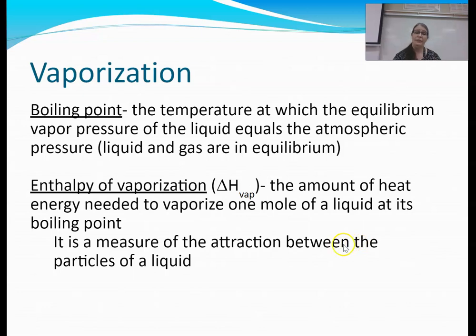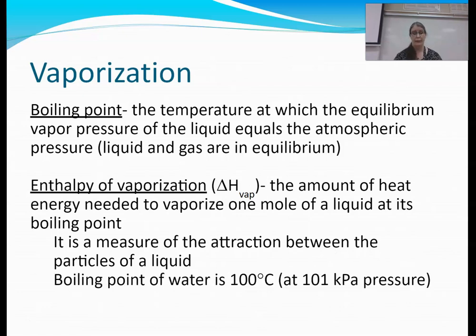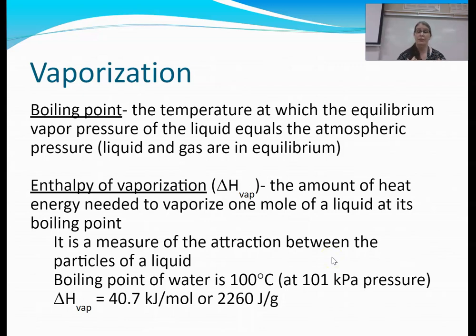And again, the enthalpy of vaporization, that number is entirely dependent on what the substance is and what kind of attractions there are between the particles. And of course, for water at 1 atmosphere or 101 kPa, that is 100 degrees Celsius. And we can get a delta H of vaporization. And again, we have to make sure we match our units. So this is 40.7 kilojoules per mole needs to be put in, or 2,260 joules per gram. And you notice this is a much larger number than the delta H of fusion.